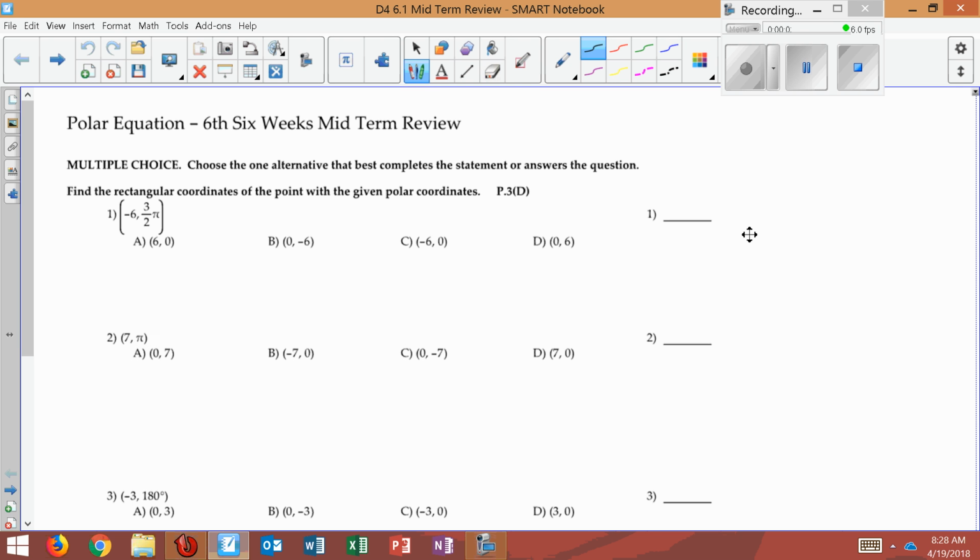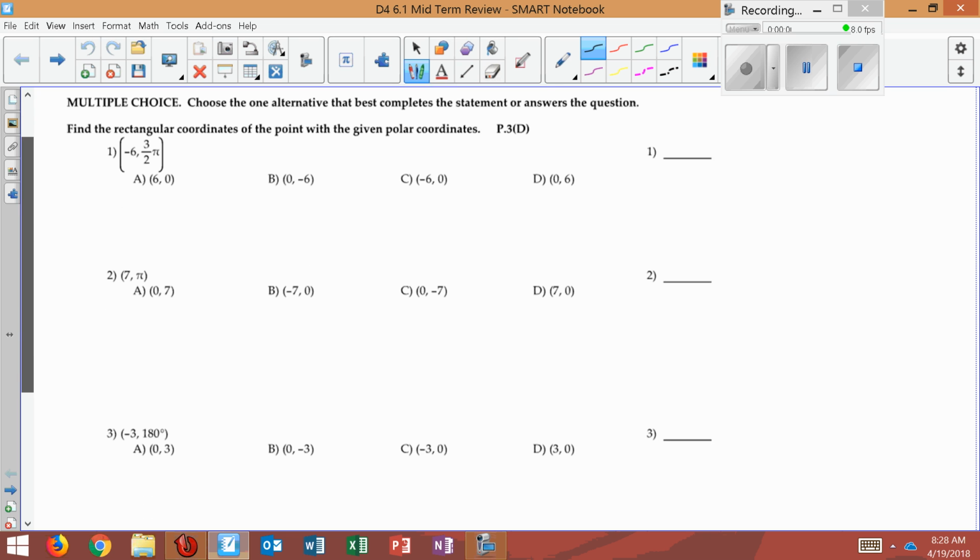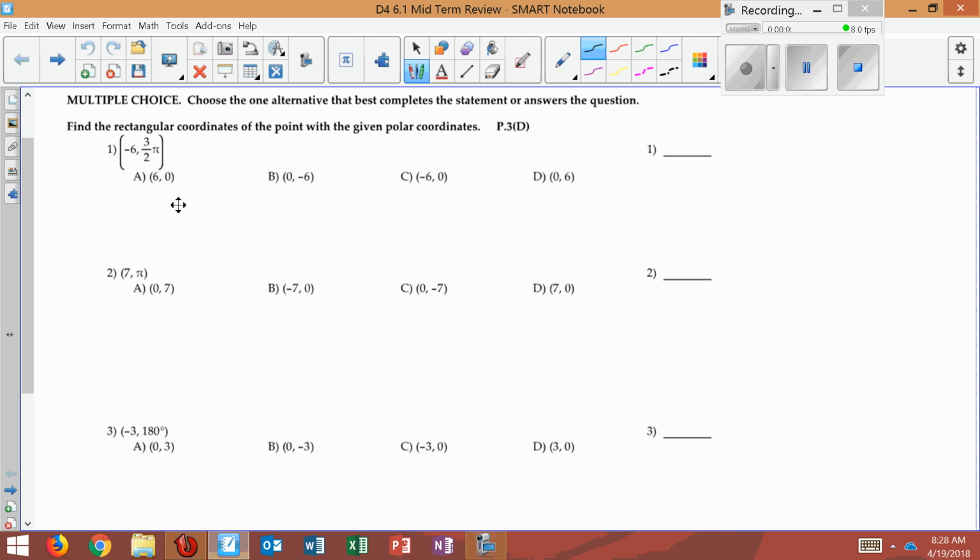Polar equations, six weeks midterm. First problem says find the rectangular coordinates of the point with the given polar coordinates. So these are polar. And remember, when we say polar, we're talking about r and theta. So we have r, which stands for radius. It can also be the same thing as a hypotenuse, h, or magnitude if we were talking vectors.